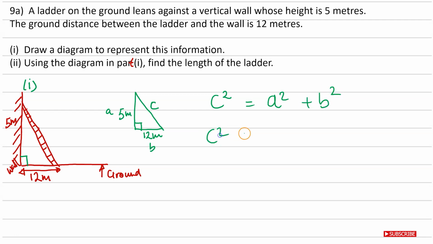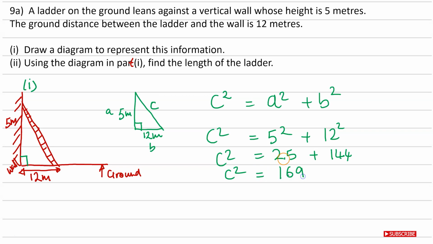So C squared is equal to 5 squared plus 12 squared. So what is 5 squared? 25. What is 12 squared? 144. So C squared is equal to 169 if you add these two up. So therefore C is the square root of 169, which is equal to 13 centimeters. So the length of the ladder is 13 centimeters.